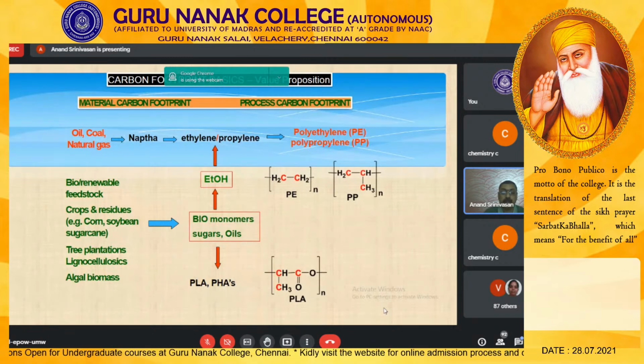Then these biomonomers can be converted into ethanol. Then ethanol can be converted into ethylene or propylene. From ethylene and propylene, you can get the corresponding polymers, polyethylene or polypropylene. So what I'm doing here is simply replacing the fossil carbon with the biocarbon. And I'm also calculating the amount of carbon dioxide that is left to the atmosphere.